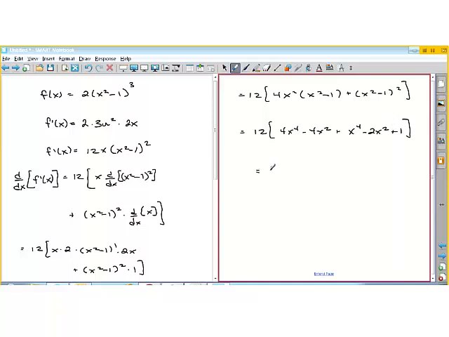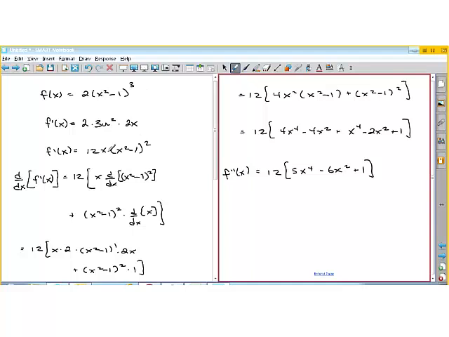And now we can combine like terms. So we have x to the 4th, we have 5 of those. We have negative 6x squared, and we have plus 1, and that's probably good. So that is what we would call f double prime of x.